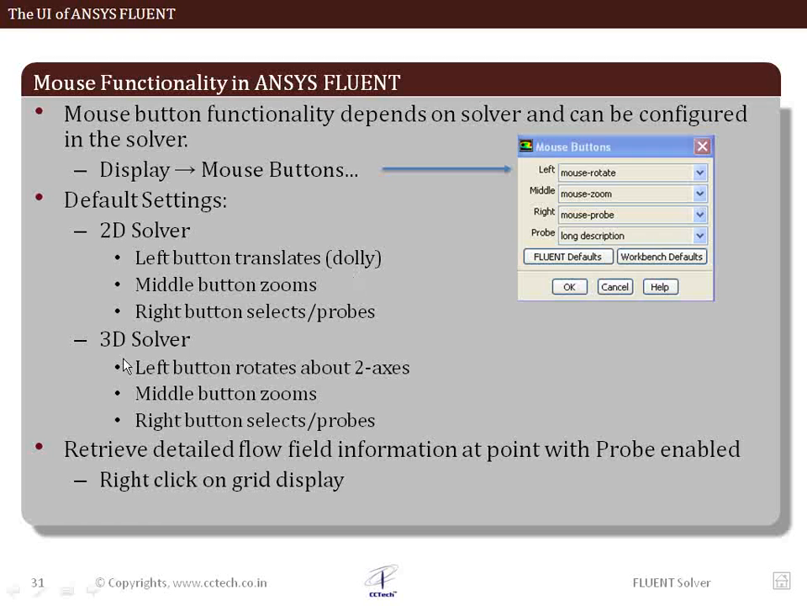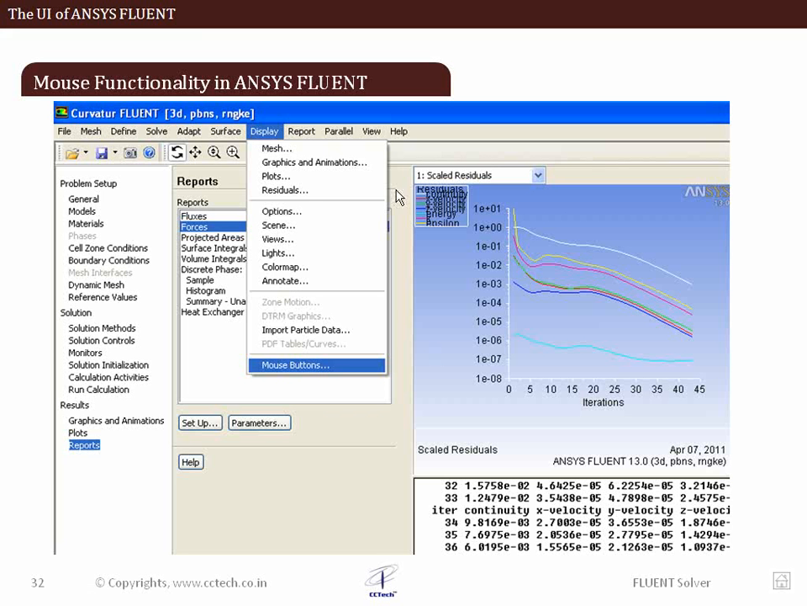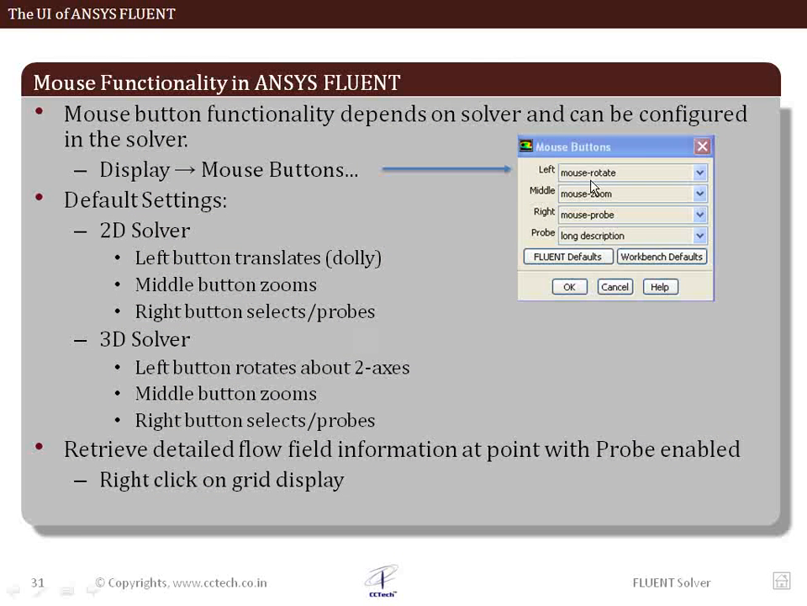So in 2D and 3D they might have different meanings, but you can basically get familiar with them by looking at the UI of ANSYS Fluent. And this is how you can access the mouse button options. You can go to display and you can go to mouse buttons, and there you can modify the options you have in ANSYS Fluent for the different left, middle, and right click options.